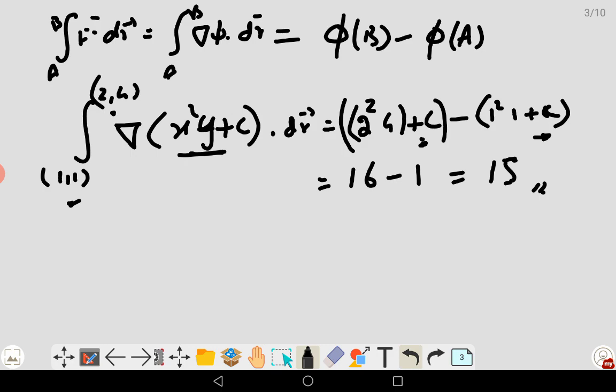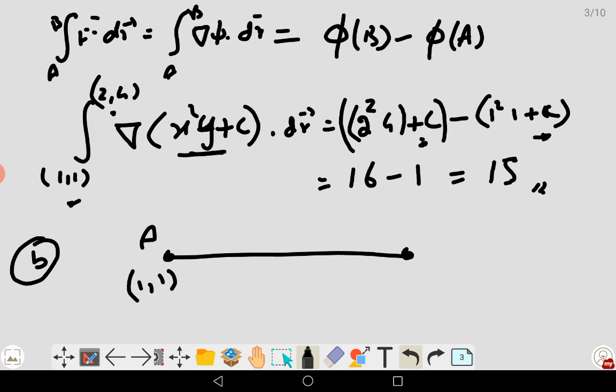And now question B: use any convenient path between the end points. So this is the line. How to address question B? This is the line, isn't it? Point A is (1, 1). Point B is (2, 4).